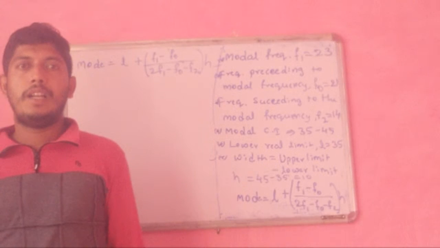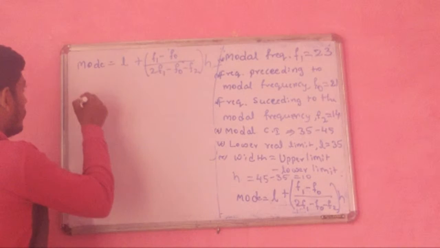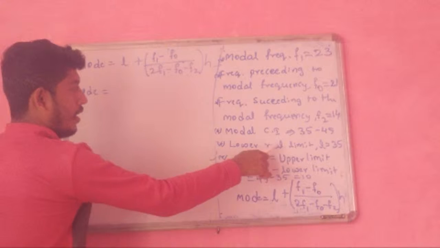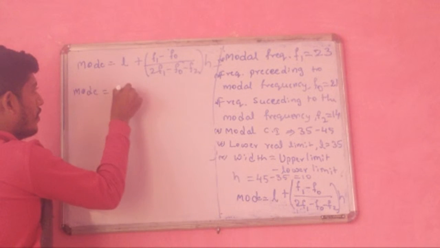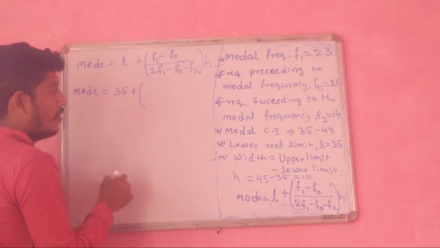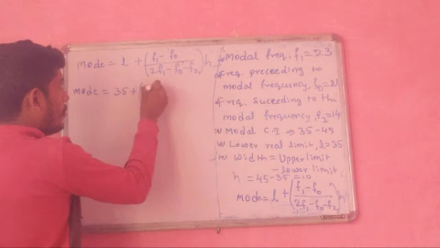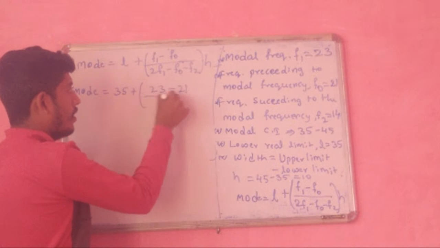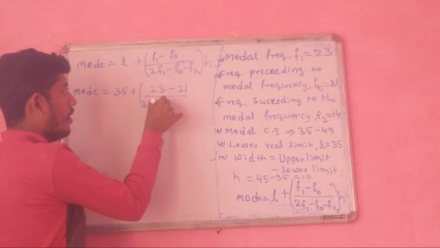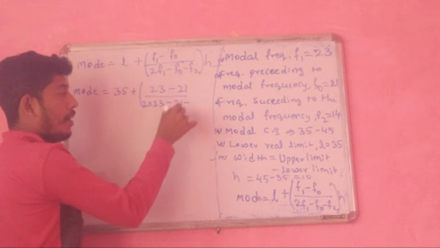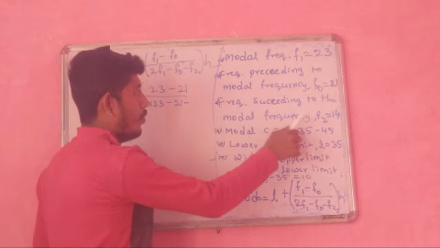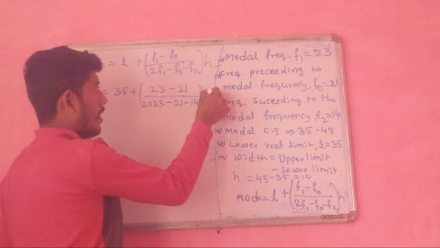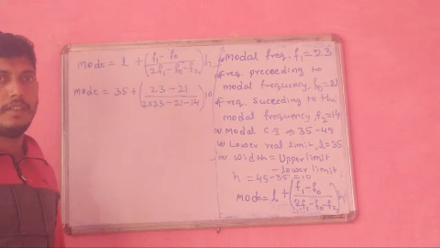Now we will substitute the values. Mode equals L plus F1 minus F0 divided by 2F1 minus F0 minus F2 into h. L value is how much? L value is 35, plus F1 value 23 minus F0 value 21, divided by 2 into F1 value 23 minus F0 value 21 minus F2 value. F2 value is 14, into h value. h value is 10. So this is the substitution.